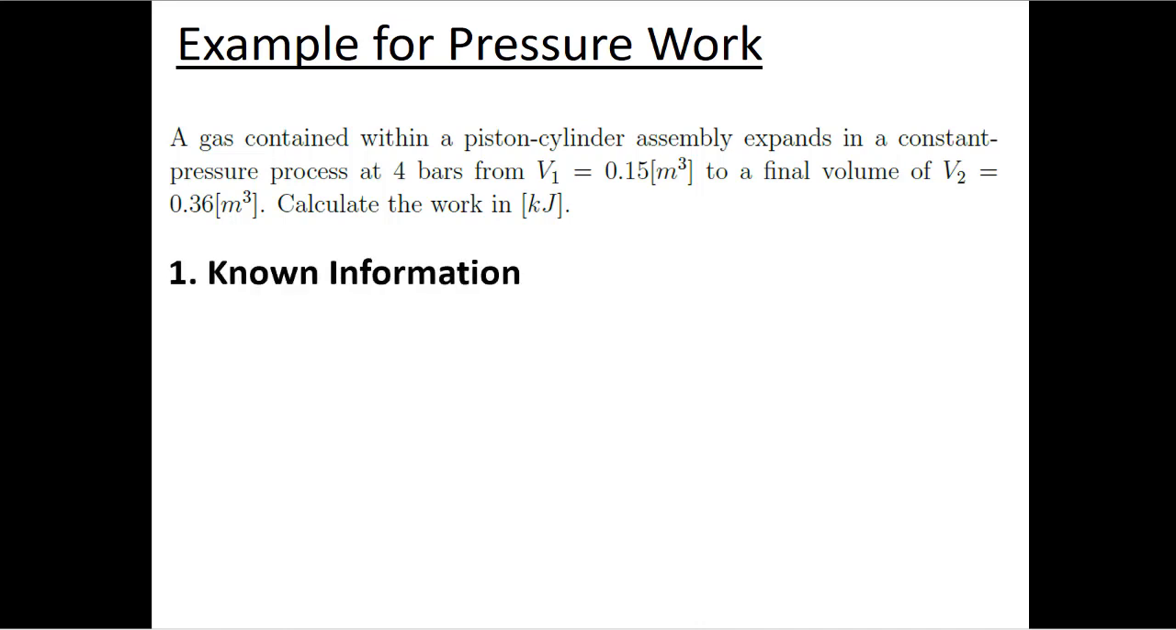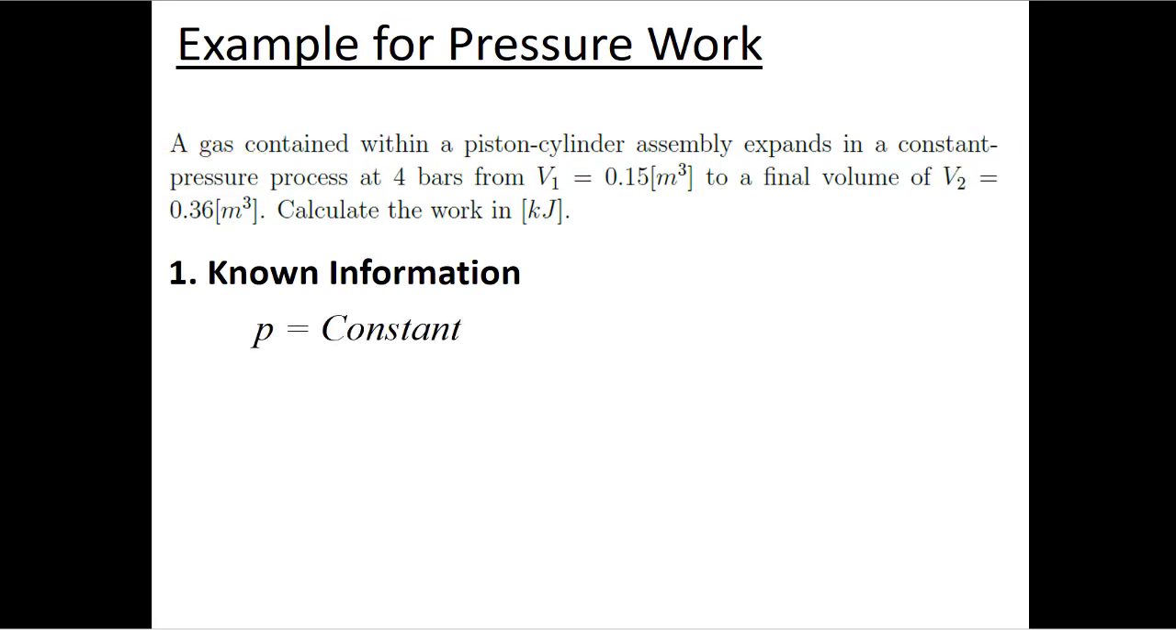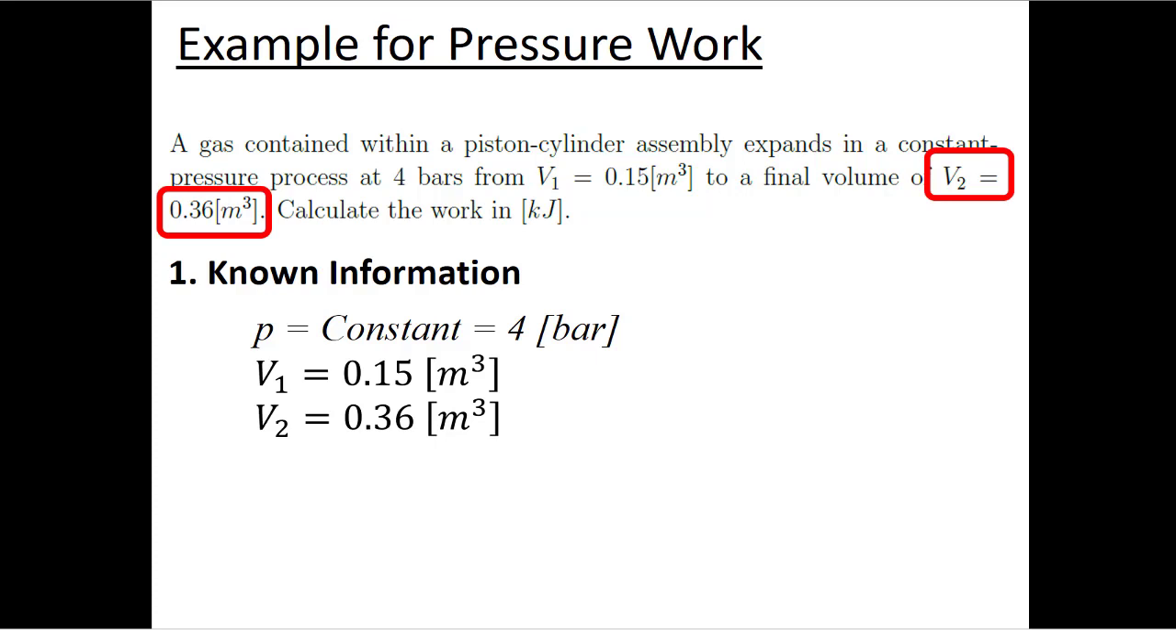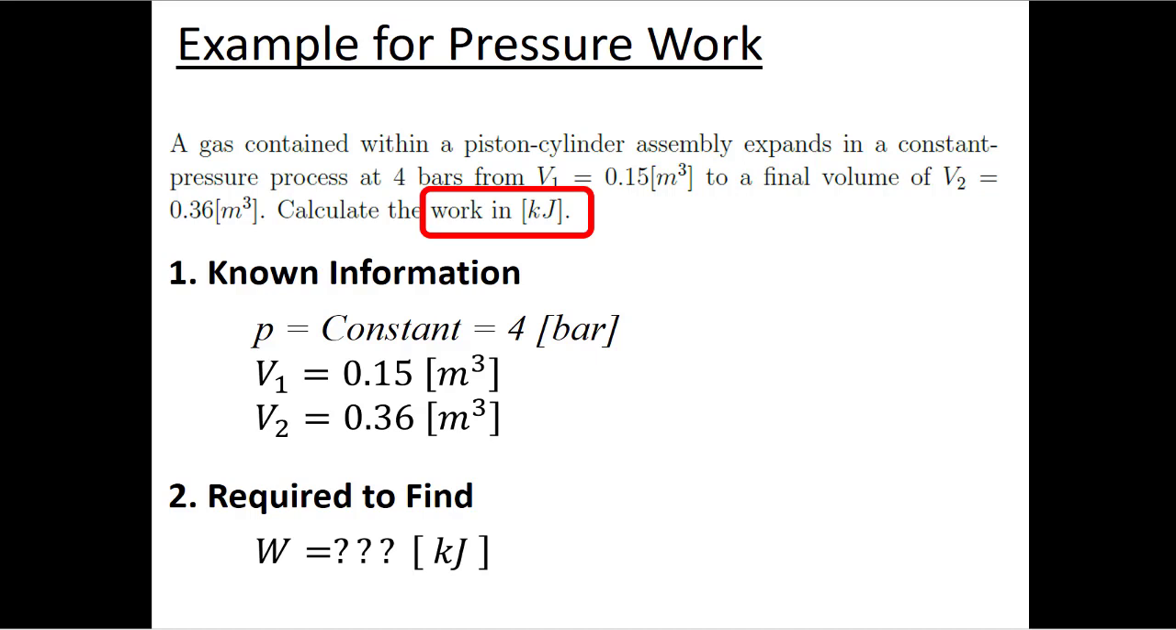So our known information in this problem is that we have a constant pressure process. So P is equal to constant, and we know that constant is 4 bars. Volume 1 is 0.15 meters cubed, and volume 2 is 0.36 meters cubed. We're required to find the work in kilojoules.